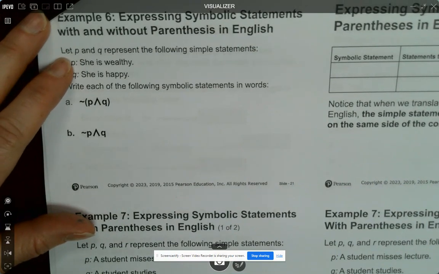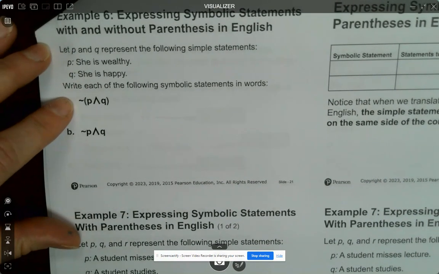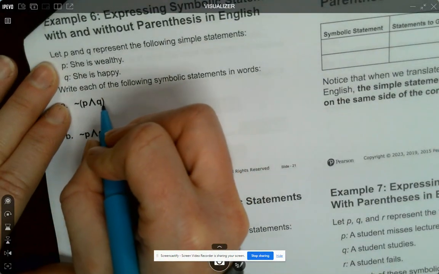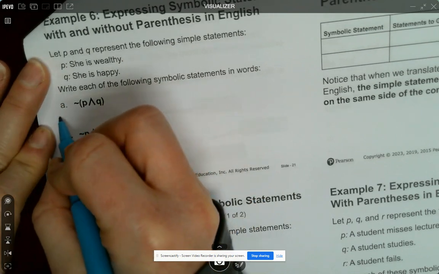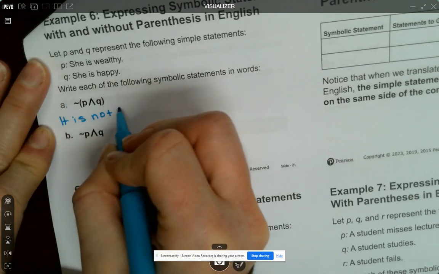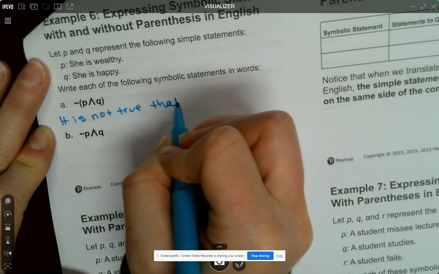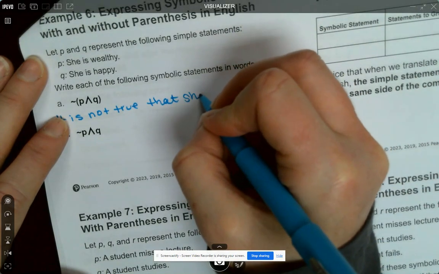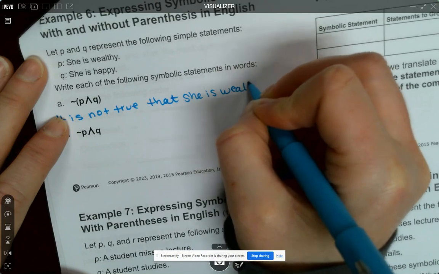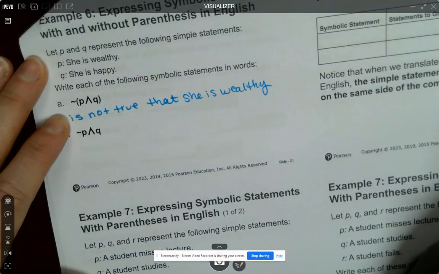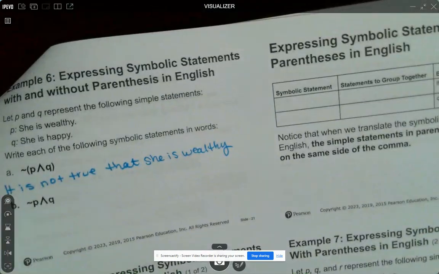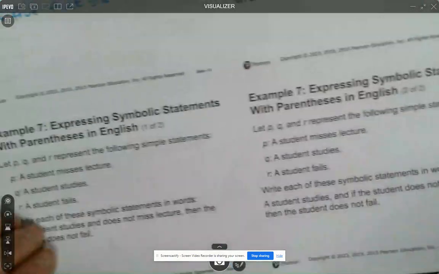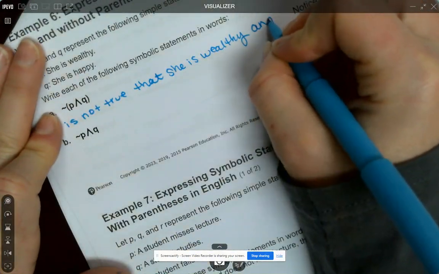Let's look at this example. P, she is wealthy. Q, she is happy. So we have in parentheses this. So this is going to not be true. So we would write, it is not true that, because it's the whole statement that's not true. It is not true that she is wealthy, and, the upside down V is and, so it'd be and she is happy.